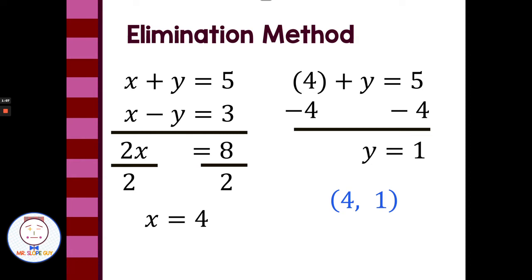So that eliminating of y is what allowed this to work so easily, because we had opposite signs with the same coefficient. So when we have that, elimination is a great way to solve systems of equations. It can be a whole lot quicker than graphing, and sometimes even quicker than substitution.